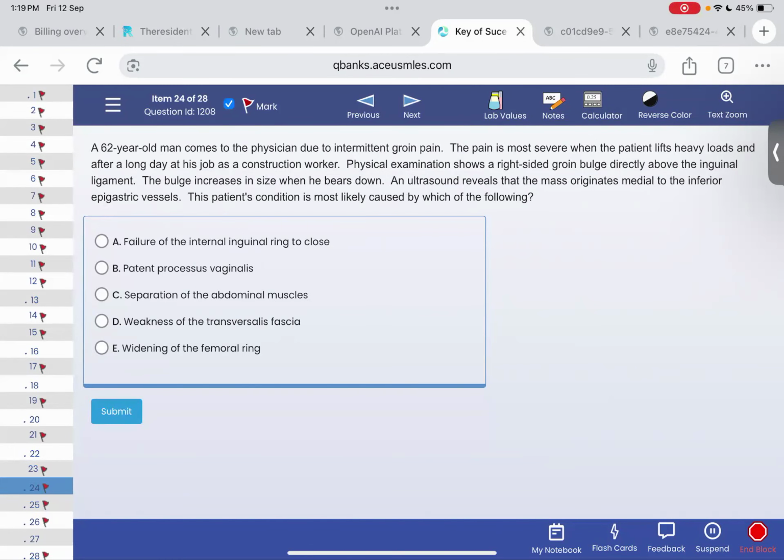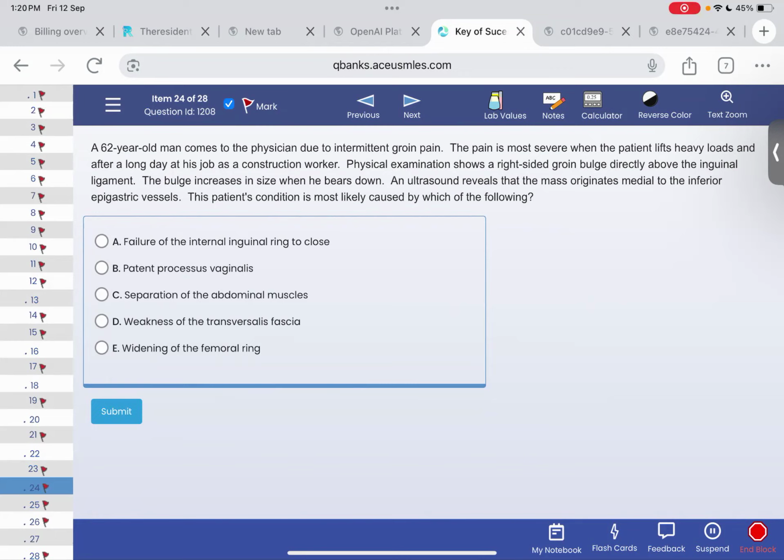This patient's condition is most likely caused by which of the following? A 62-year-old man comes to the physician due to intermittent groin pain. The pain is most severe when the patient lifts heavy loads and after a long day at his job as a construction worker. Physical examination shows a right-sided groin bulge directly above the inguinal ligament. The bulge increases in size when he bears down. An ultrasound reveals that the mass originates medial to the inferior epigastric vessel. This patient's condition is most likely caused by which of the following?